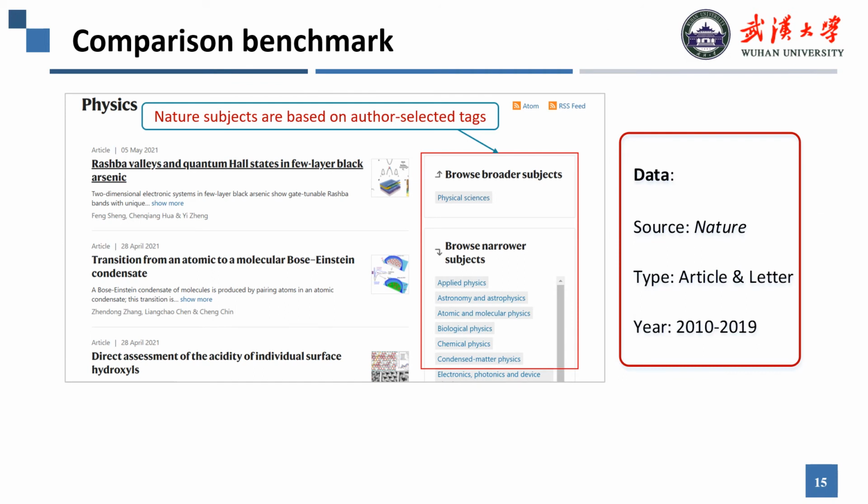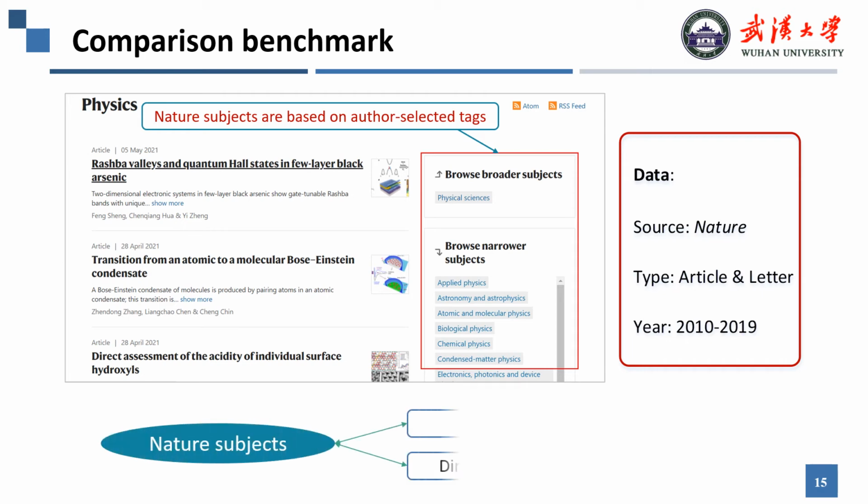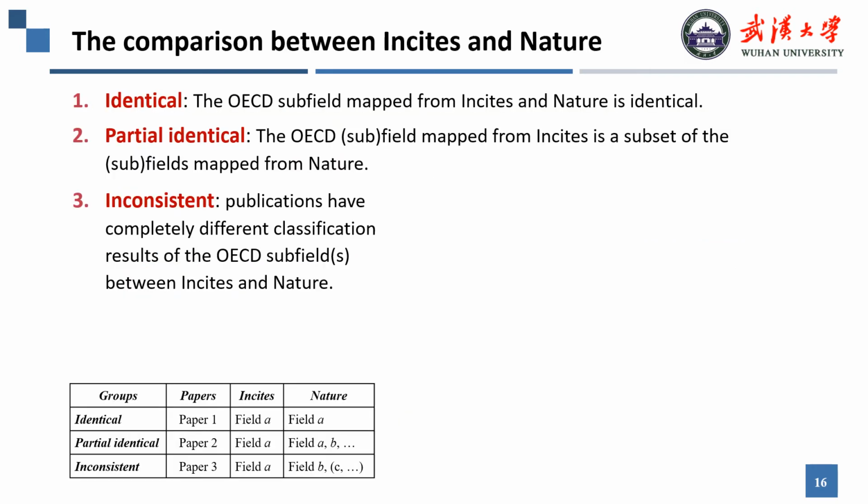In consideration of the fact that the classification constructed by Springer Nature is based on author-selected subject area tags, and the data sample used in this research is Nature publications, in the following part we further take Nature subjects as a benchmark and investigate the accuracy of the other two classification systems. Firstly is the comparison results between Insights and Nature.